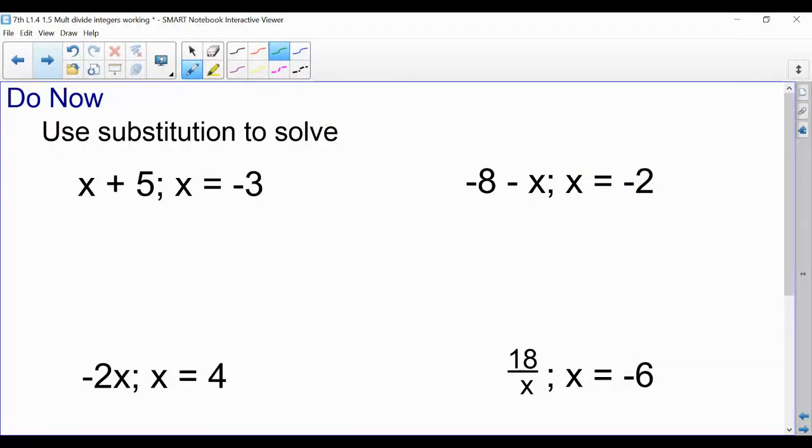Okay, your due note today is to practice substitution. Remember that when we substitute, we take this number that we're told equals x, and we put it in place where the x is. So you're going to go ahead and do those, and then I'll go over the answers.